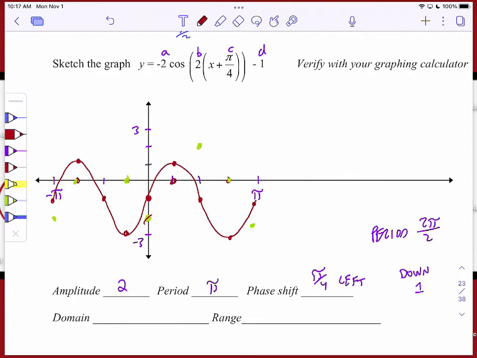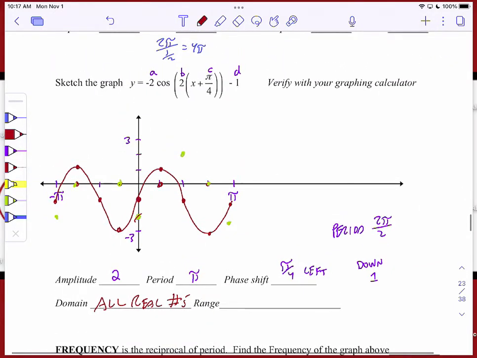Okay, the next part says do the domain and range. Now for cosine and sine, the domain and range are easy because the domain never changes from all real numbers. The domain was all real numbers. The domain still is all real numbers. And then there is the change in the range. Range is lowest y to highest y.